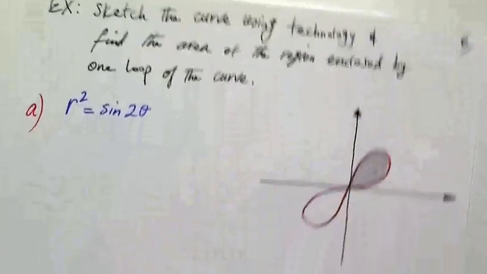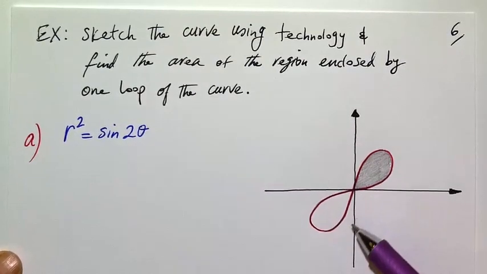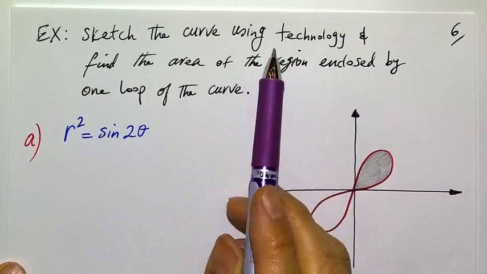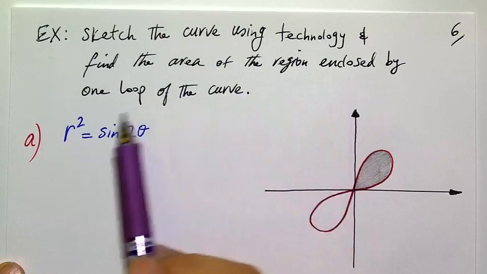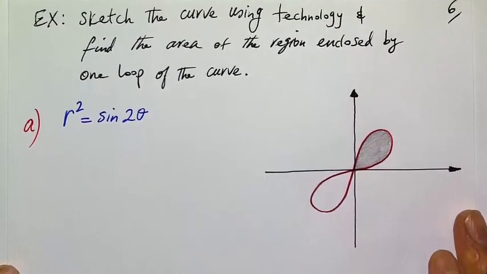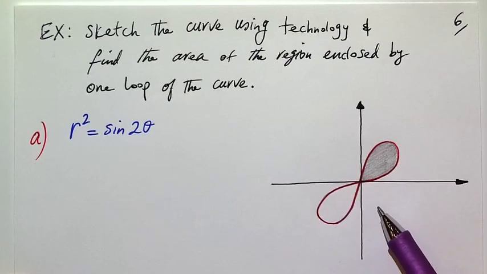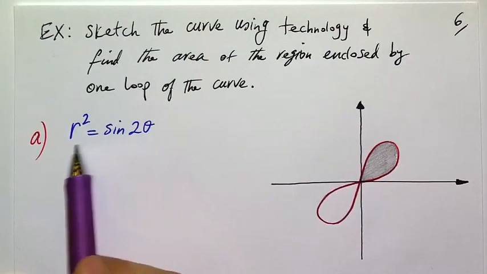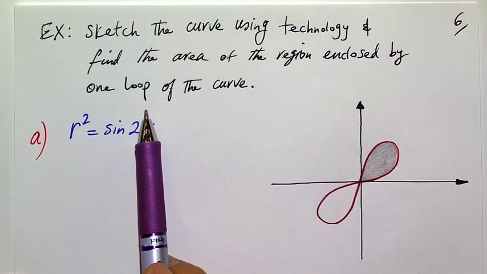Let's do another example here. Here we have sketched the curve. So this curve wasn't there. Sketch the curve using technology. Good advice, this is. And find the area of the region enclosed by one loop of the curve. Right? So we did that. You can easily do this at desmos.com/calculator. Do it, as a matter of fact. Make sure that your graph matches this. And they're saying find the region enclosed by one of the loops.